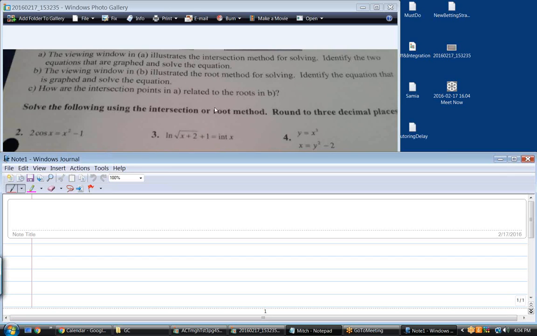Question number 2. It says use the intersection or root method. Now, when I'm comparing a trig function to a polynomial function like number 2, then the only way I know how to solve that is by graphing it. Graphing that as one equation, graphing that as another.